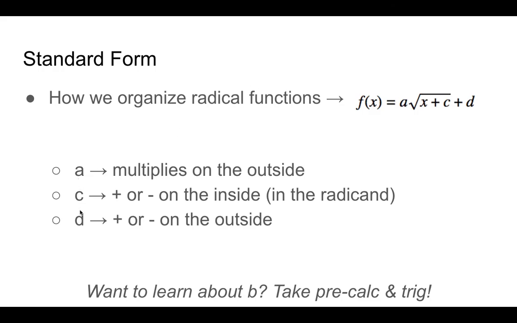That's why it goes A, C, D, because in this class we skip over B, which actually lives right in here. So A being multiplied, C being added or subtracted, D being added or subtracted. Okay.